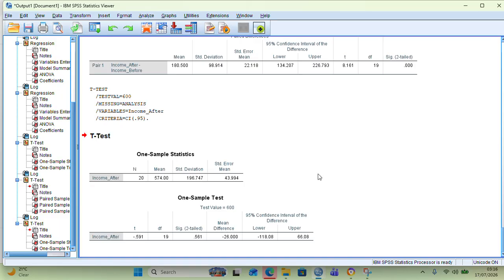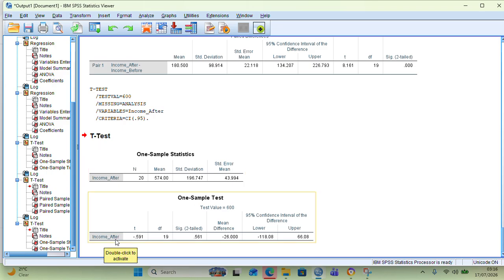Then we have our output here, which means one sample. You have one sample statistics where you can see the number of respondents. You can see the mean, standard deviation, and the standard error mean.